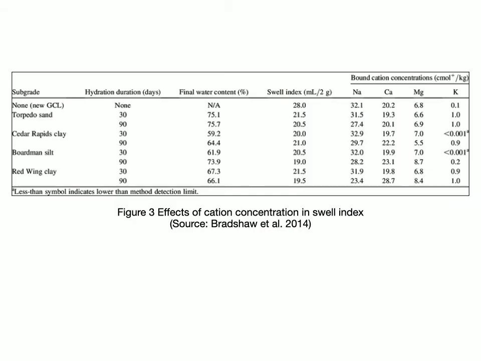In fact, Bradshaw et al., 2014 studied the effects of cation concentrations on swell index. You can see here that when the swell index is high, the amount of sodium cations is higher than calcium and magnesium. However, for the lower swell index, the amount of calcium and magnesium cations is higher than sodium.